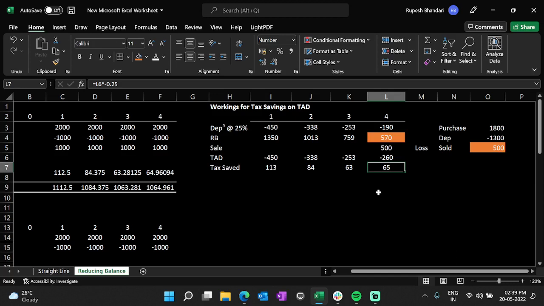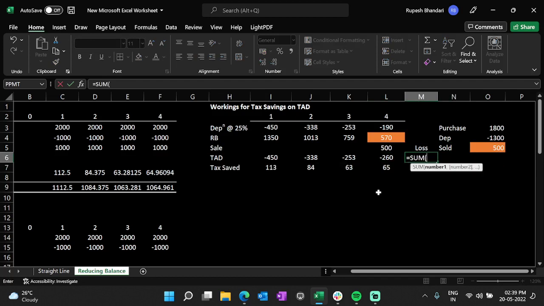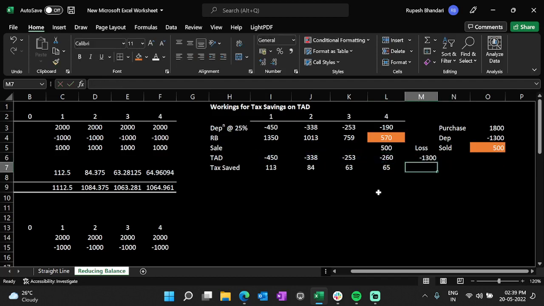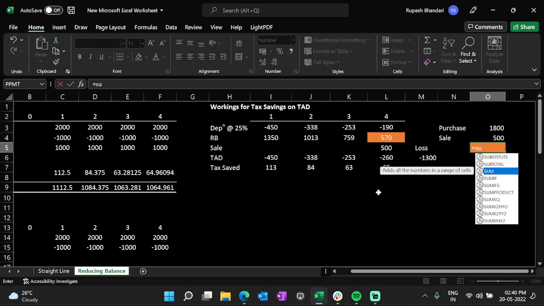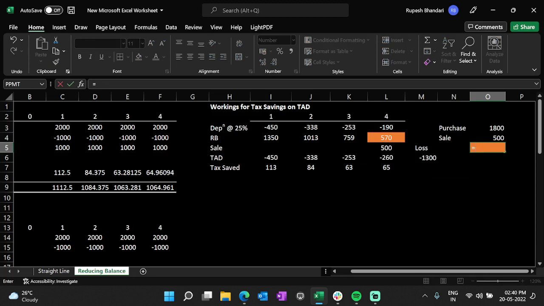So how much did you get? 65, right? Now you see, the sold amount is 500, and if you sum all this up, it should be 1300. Okay, it should be 1300. Or what you can say is, this amount should amount to how much? How much did you sell it for? 500, right? Sale. How much should be the depreciable amount over the life of it? You have used over 4 years, you have used 1300 worth of that machinery, right? So the machinery was, worth of it. How much did you use?